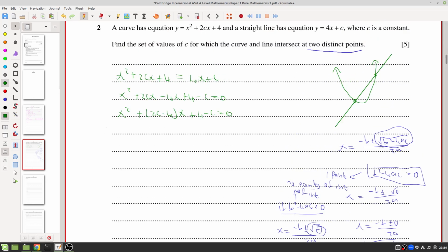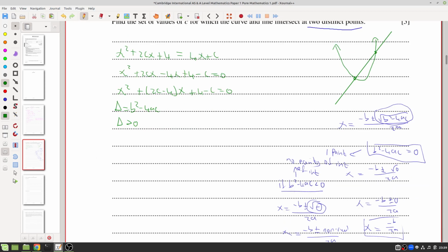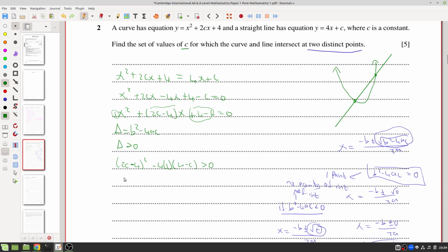Okay, so we need to say that thing. So that's our b squared minus 4ac. So we want to say that must be bigger than 0 in order to have two distinct points of intersection. Okay, so b squared, our b value here is this. So b squared minus 4 times a, which is 1, there's a 1 there, times c, and this is our c, our constant. So 4ac must be bigger than 0. All right, now we need to solve for c. So that's the question, right? Find the set of values of c.